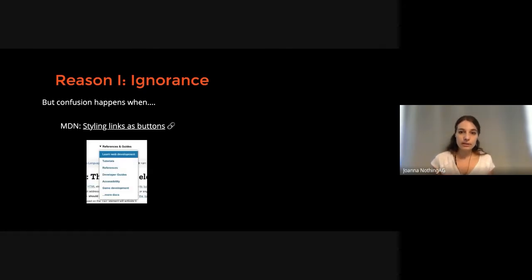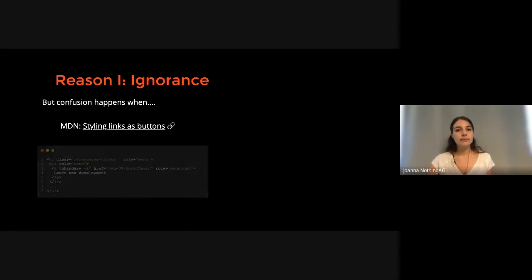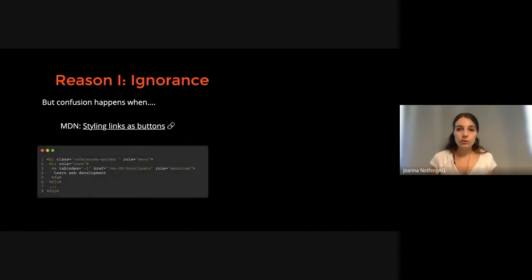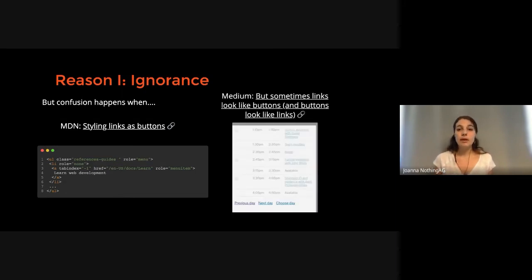The MDN documentation refers to this common pattern of styling links as buttons by stating that it's often used in the case of website navigation menus. And actually, this couldn't be more true, as even their own menu uses this pattern. But as you might expect, they fortunately use it correctly. Indeed, if we go inspect the code, you will see that behind the visually styled button, there is actually a semantically correct anchor tag.